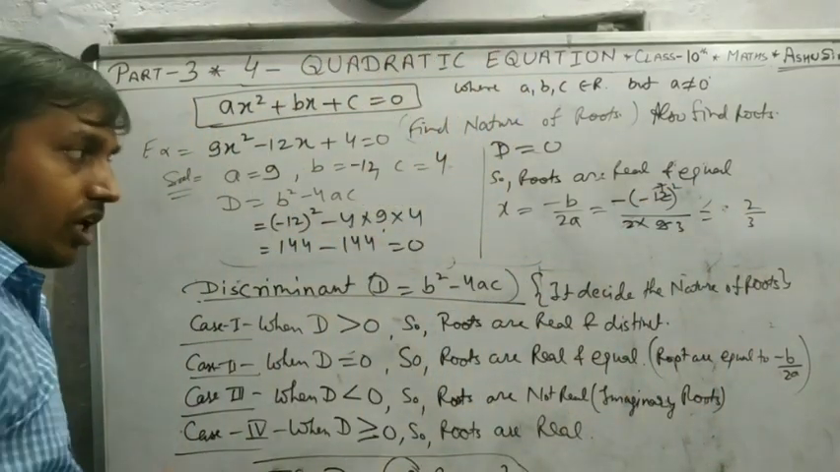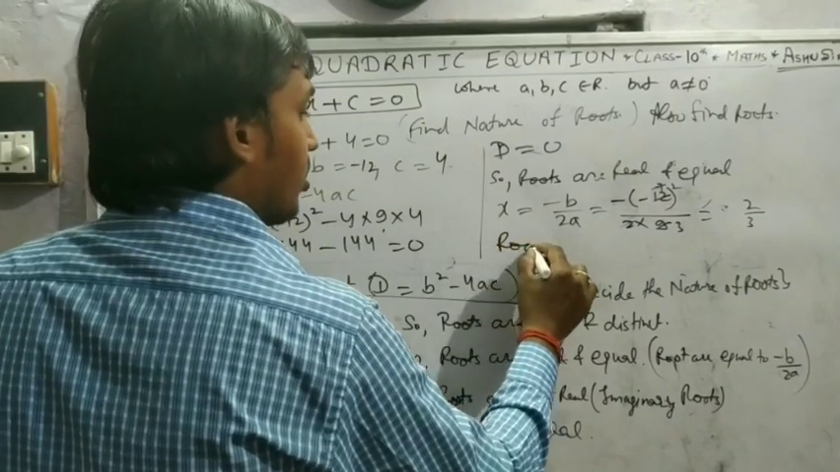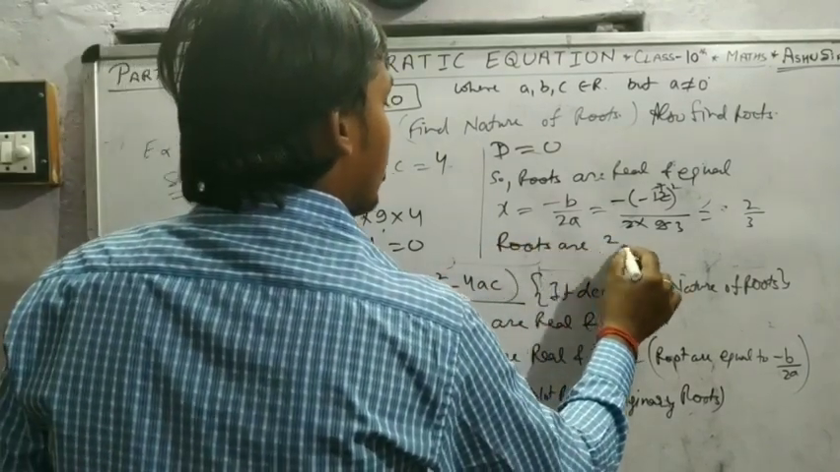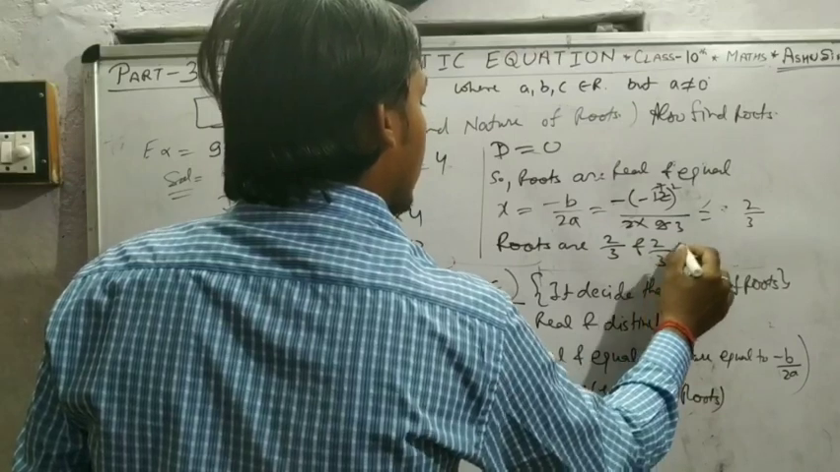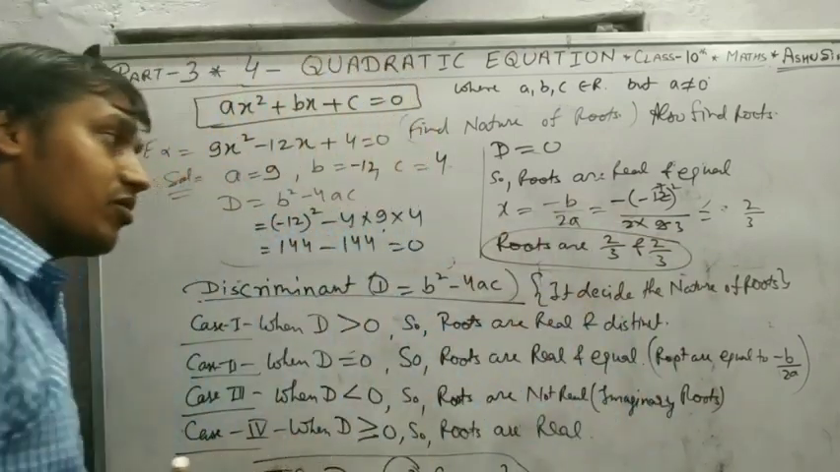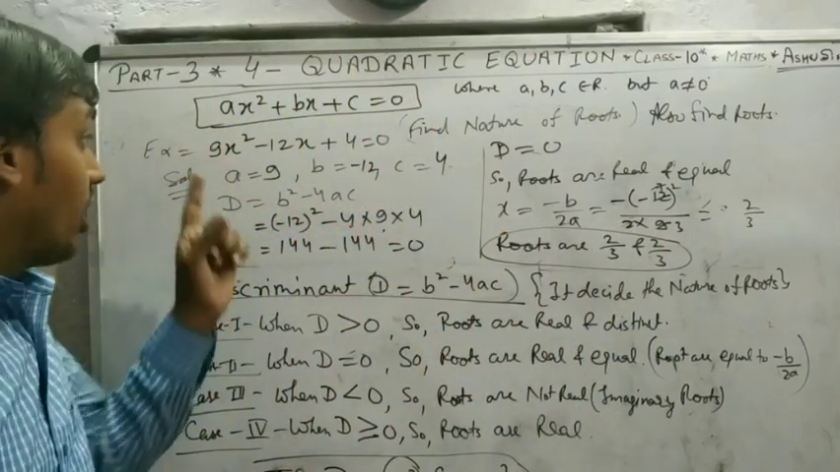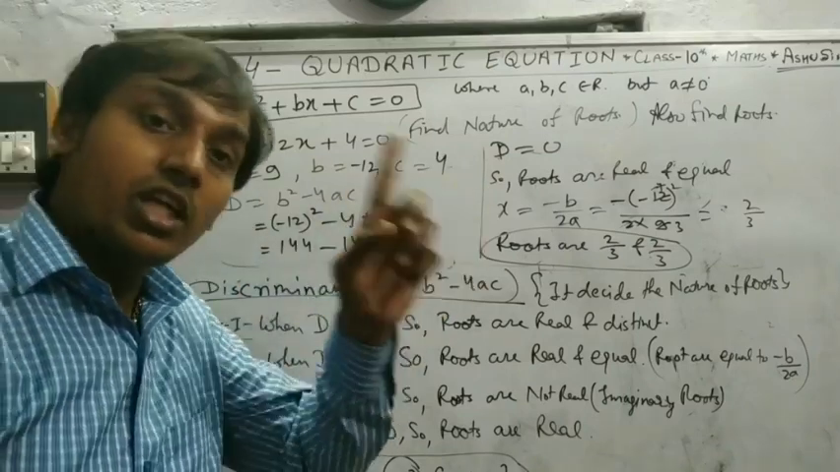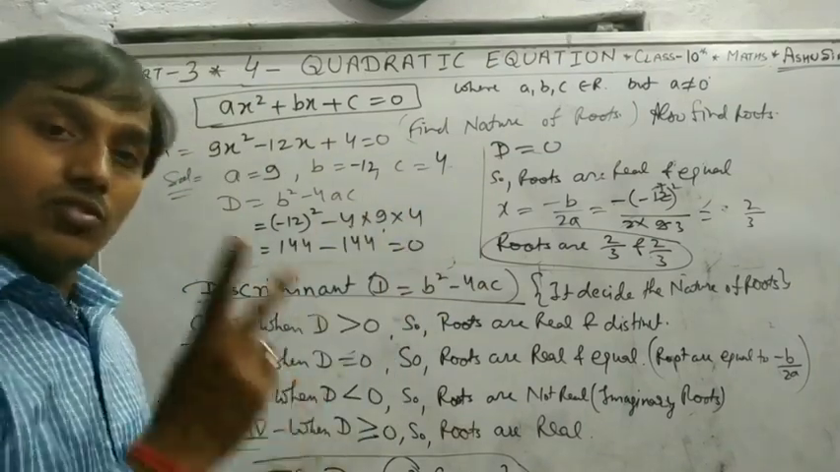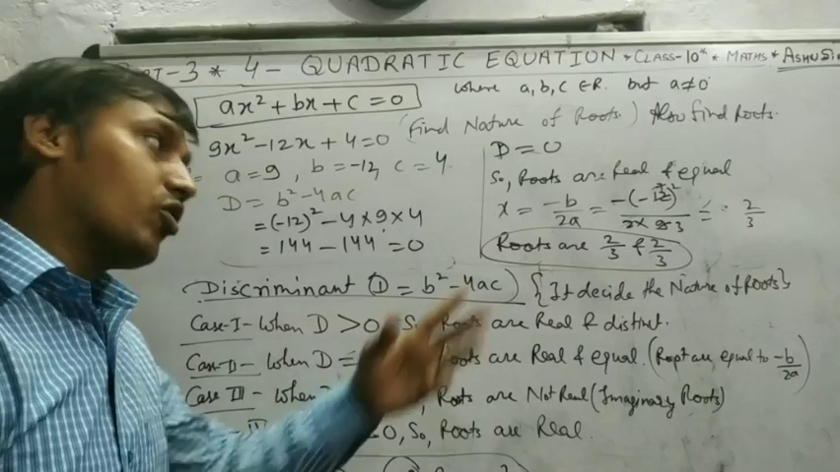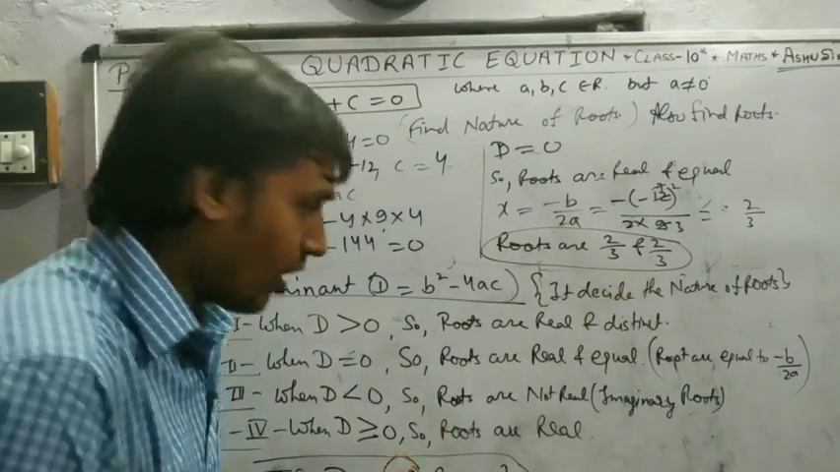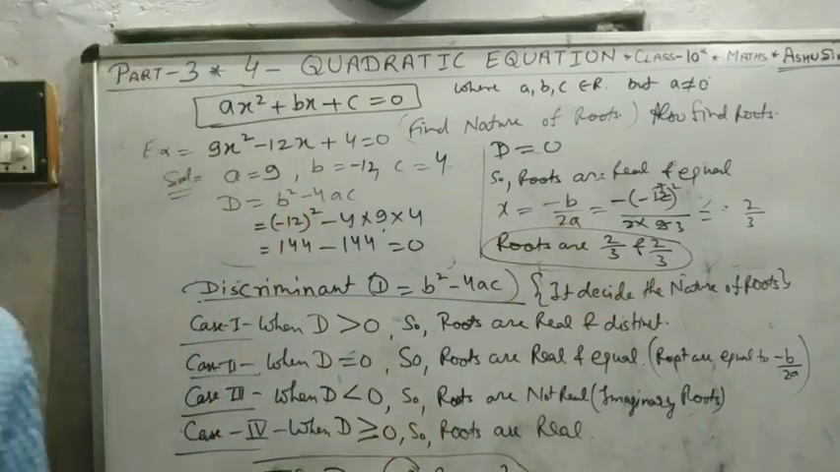2 by 3. So what are the roots? Roots are 2 by 3 and 2 by 3. Same roots. Because here is a quadratic equation with degree 2, it always gives 2 values, but both are equal. Okay? Pause the video. Note down.